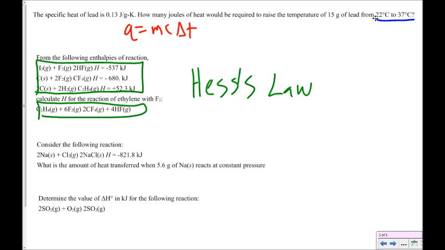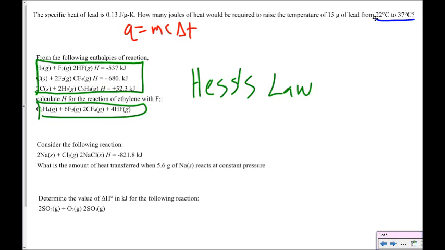Now the next one, consider the following reactions. So they give us a reaction and they're giving us an enthalpy change. That's driving me nuts. So that's a delta H right there. So pretend that says delta H. That didn't transfer when I cut and pasted in here. What is the amount of heat transferred when 5.6 grams of sodium reacts at constant pressure? So they're giving me a balanced thermochemical equation. They're giving me an amount of one substance and asking me to find out something else. Now, in this case, it's not a substance, it's energy, but this is energy stoichiometry.